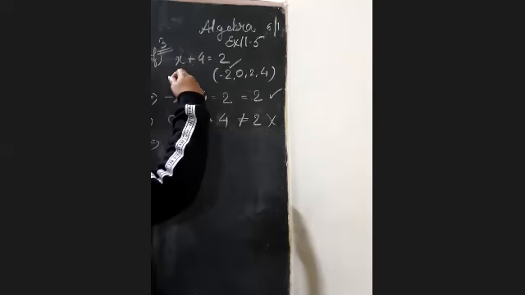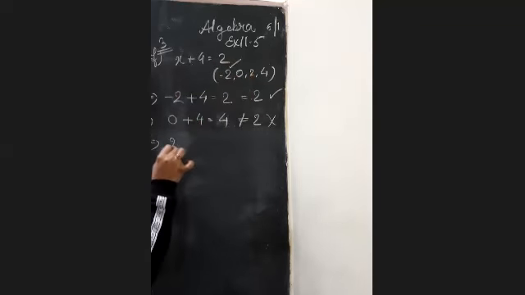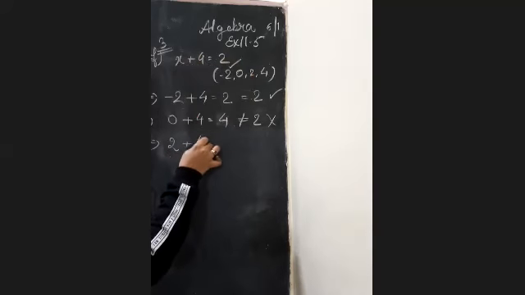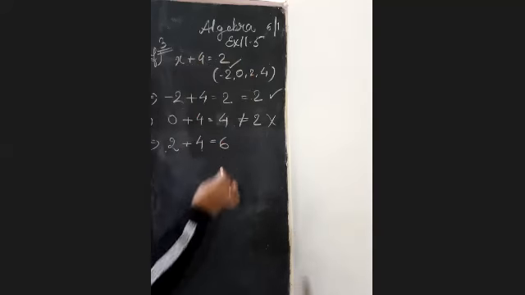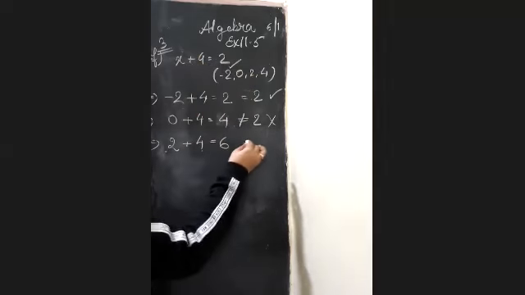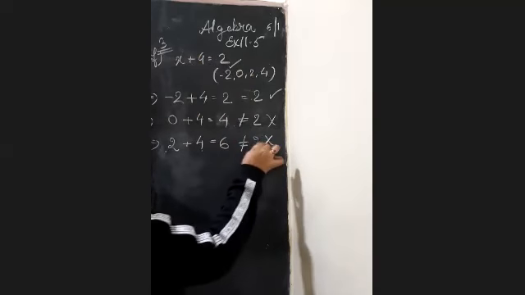Now coming to the next thing. Again put the value in place of x. What will we put in place of x now? I put 2. This is +4. 2 + 4 is how much? It is 6. But what should have come? 2. It means this is also wrong.